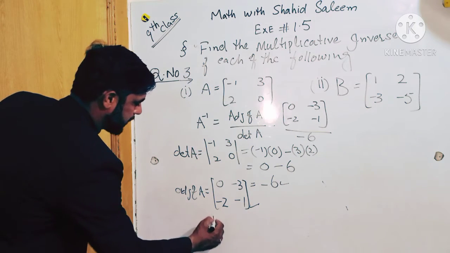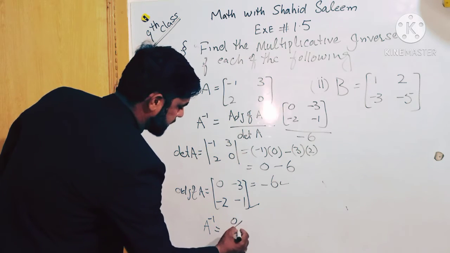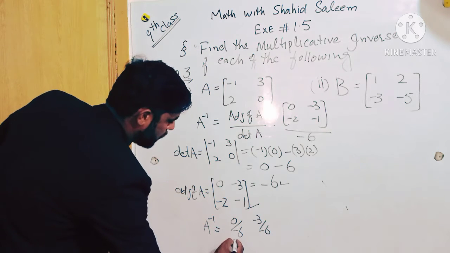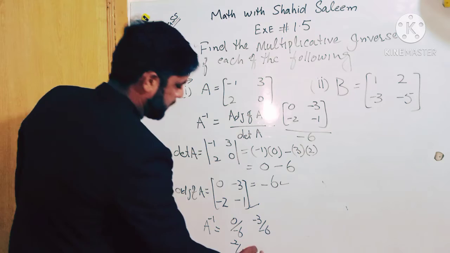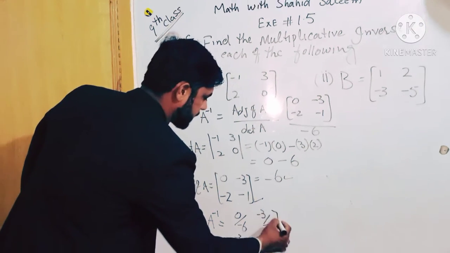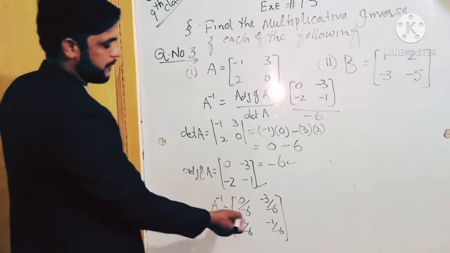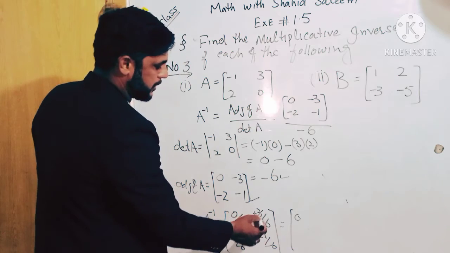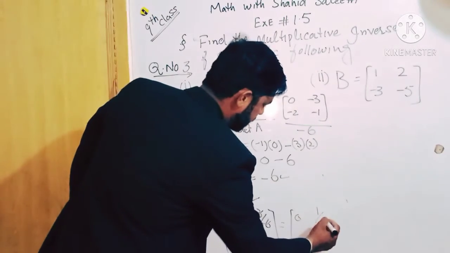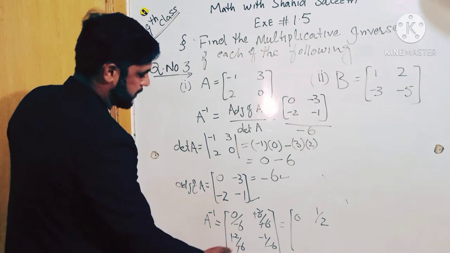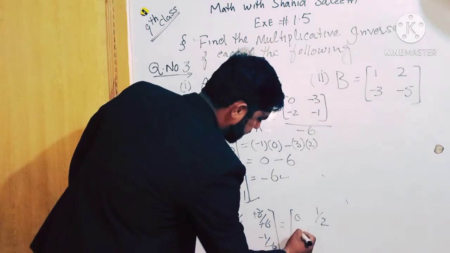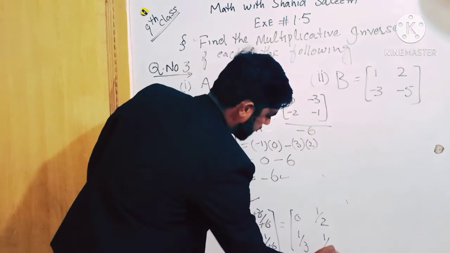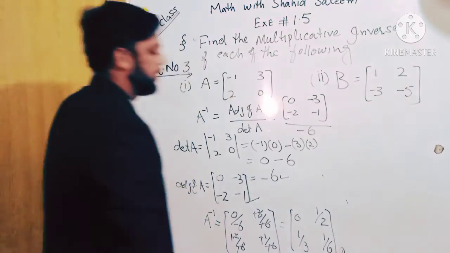A inverse equals [0/-6, -3/-6; -2/-6, -1/-6]. 0 over something equals 0. Here minus and minus cancel, so 3/6 is 1/2. Here minus and minus cancel, so 2/6 is 1/3. And also minus and minus cancel, giving 1/6, which is the result of the inverse of matrix A.